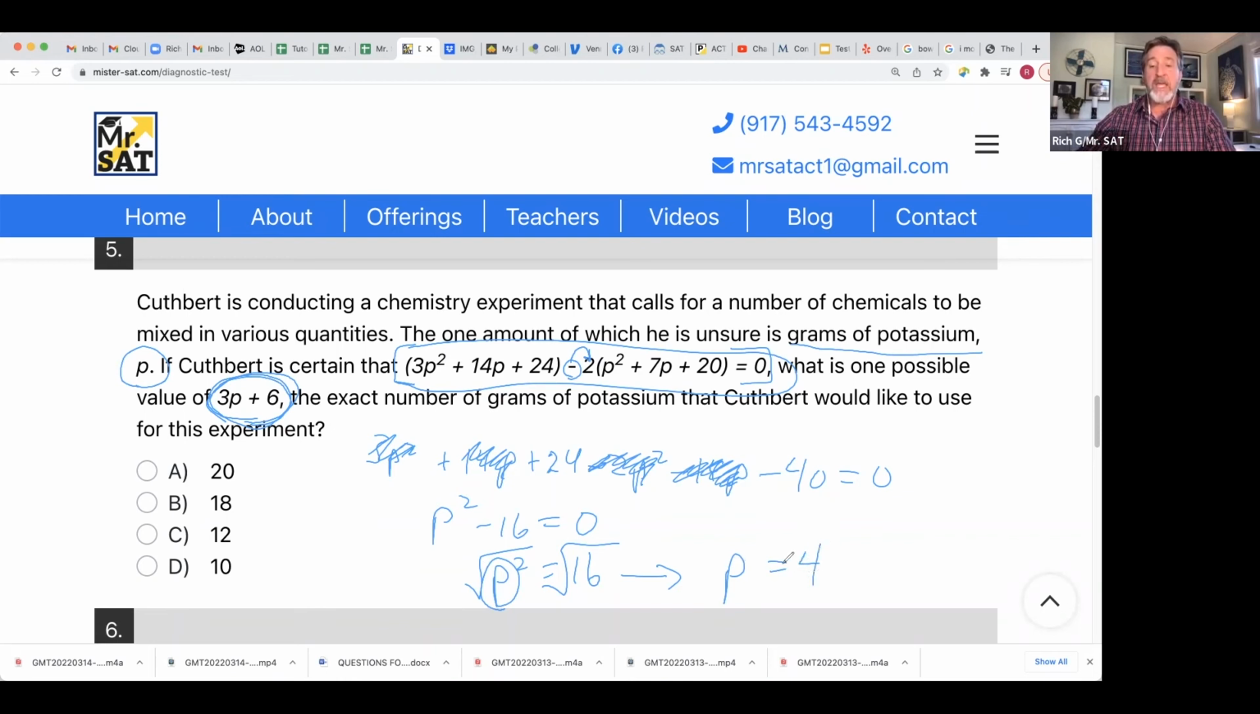So p equals 4. And now all I have to do is plug p into what they're looking for. 3p, well, 3 times p is 12, plus 6 is 18, and the answer is B. That's what Cuthbert wants. All right, Cuthbert's happy. I hope you're happy.